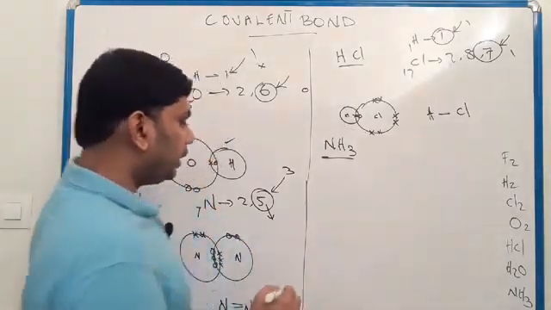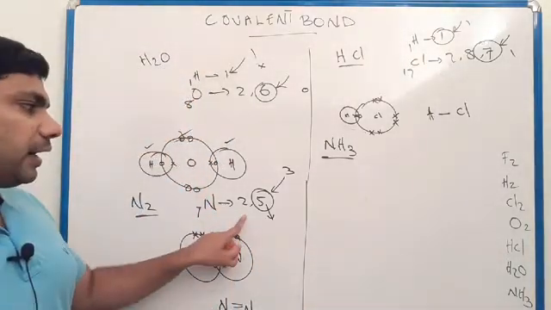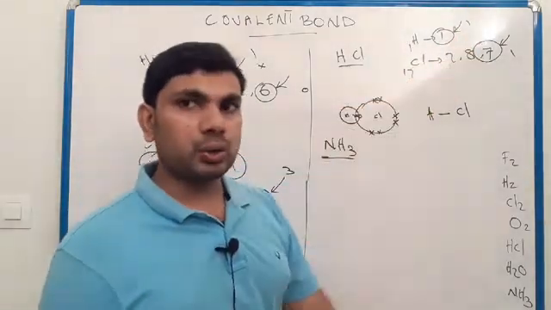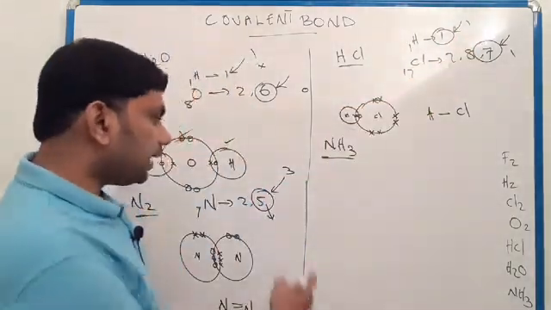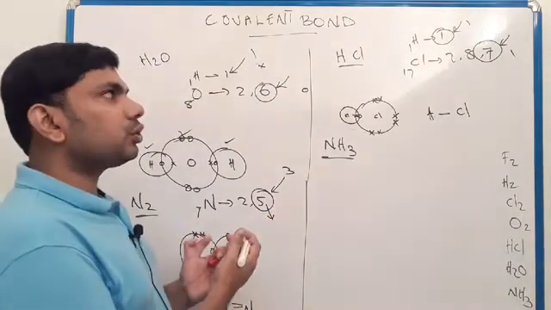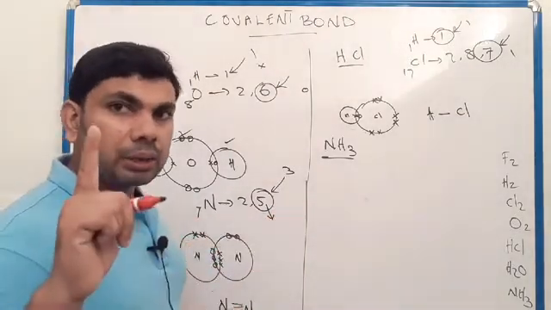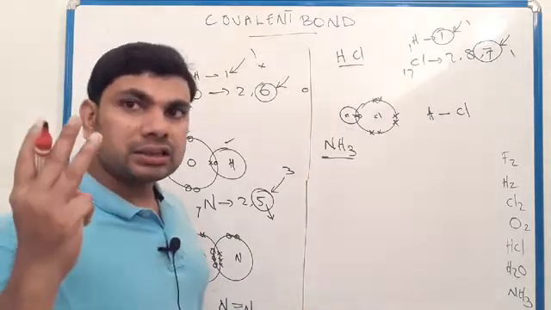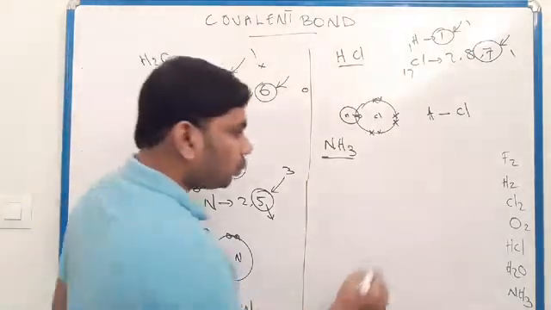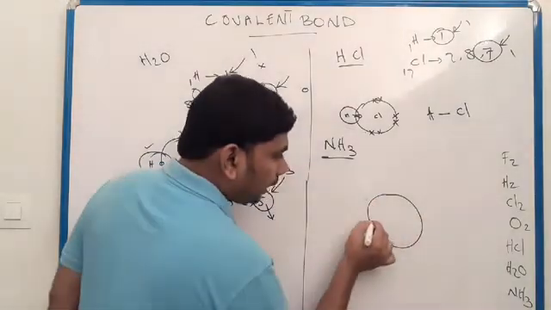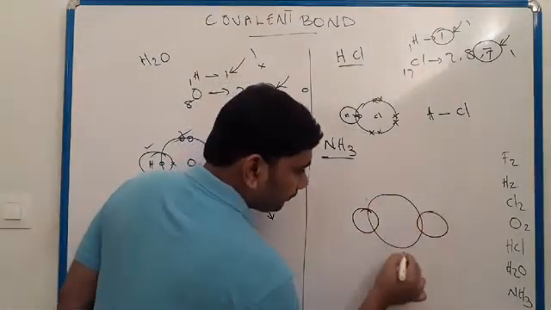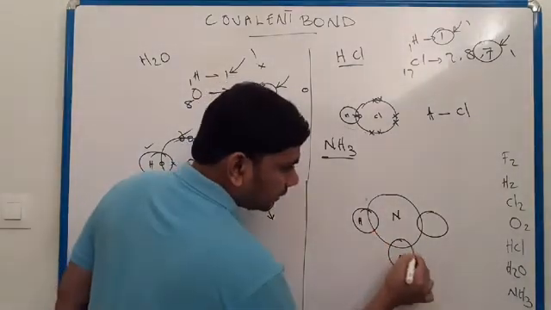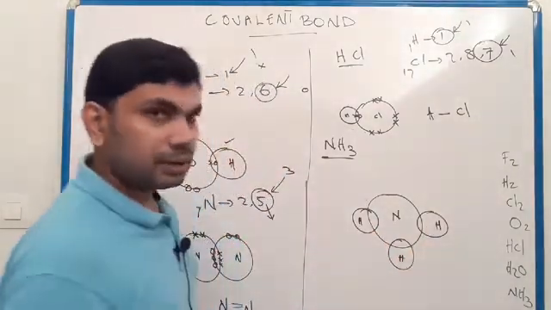NH3. Similarly here, nitrogen is 2, 5, and hydrogen has 1 electron in its outer shell. So nitrogen needs 3 more electrons, and hydrogen needs 1 more electron. NH3 means 1 nitrogen and 3 hydrogen. This is nitrogen and these are 3 different hydrogen.